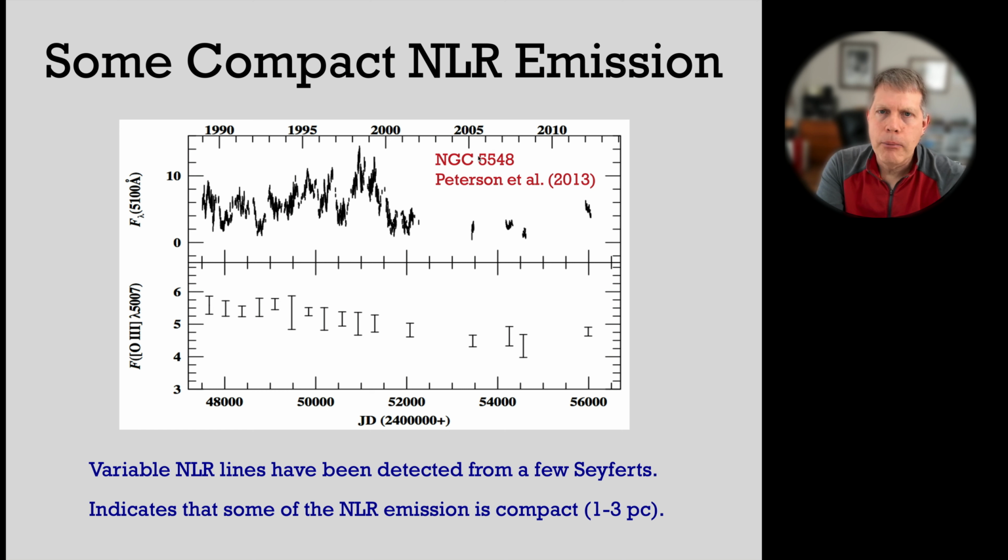Here is detailed monitoring of the local Seyfert galaxy NGC 5548, in this case spanning around 2 decades. And you can see the intensity of the forbidden [O III] emission is slowly declining over the years, indicating that some of the narrow line region emission is fairly compact, with a size scale perhaps of order 1 to 3 parsecs or so. Okay, so much of the narrow line region emission is on fairly small scales, and it is observed directly to vary, which is a useful constraint just on the innermost size of the narrow line region.